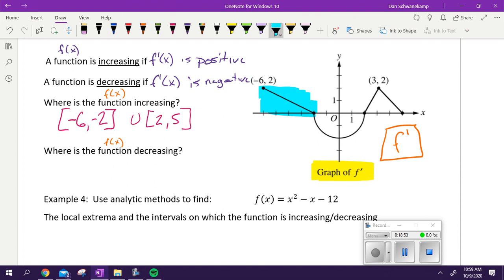Perfect answer. This is a graph of f prime. F is increasing means f prime is positive. So she looked on this graph: when is this graph above the x-axis? That is from -6 to -2 and from 2 until 5.